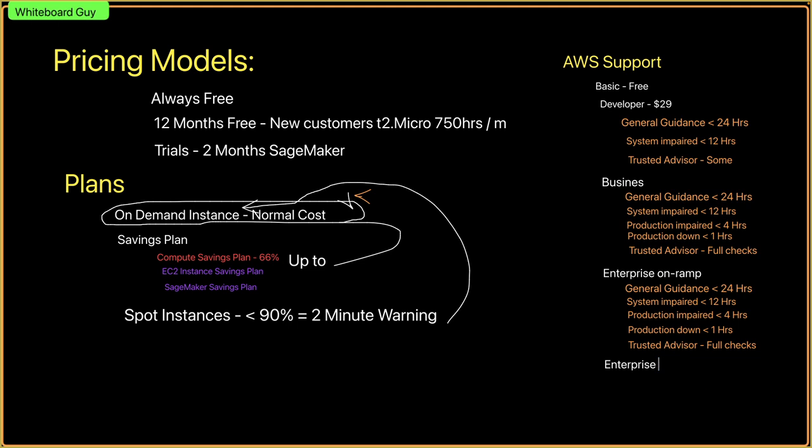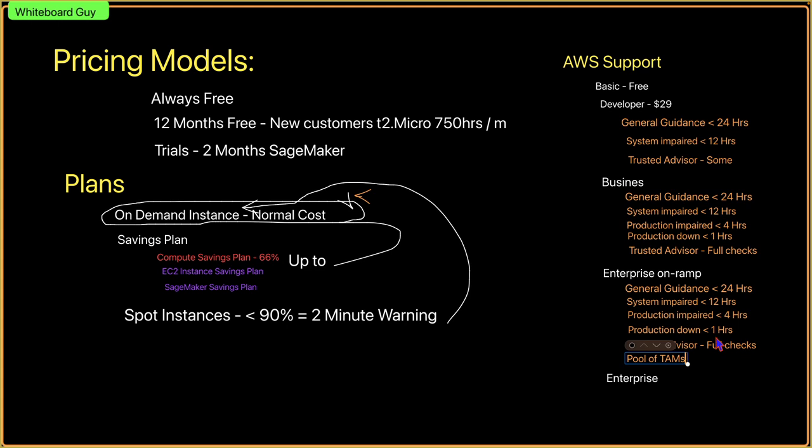Now, there are some slight differences between enterprise and enterprise on-ramp. One of the biggest differences is the fact that with the enterprise on-ramp, AWS gives you what they call a TAM, which is a technical account manager, but they now give you a pool of TAMs that will be able to work with your environment as well.